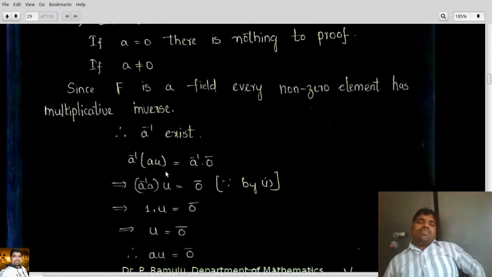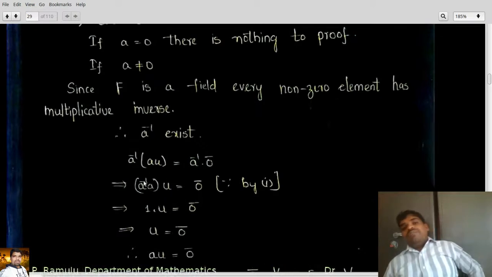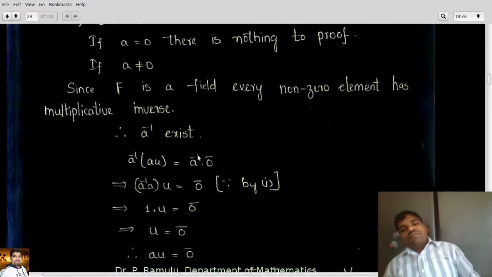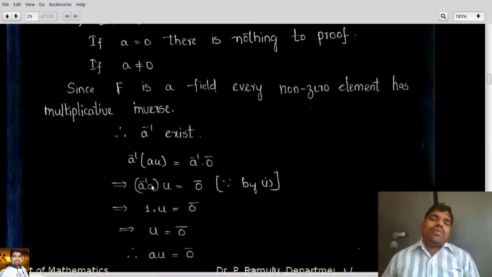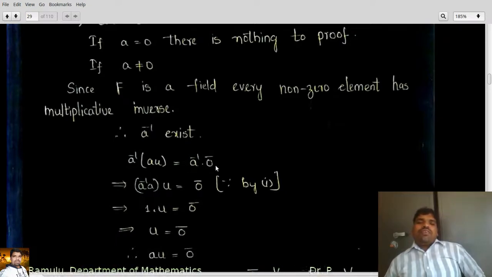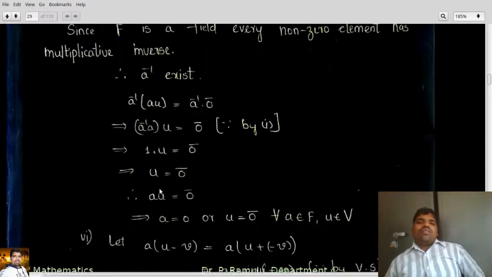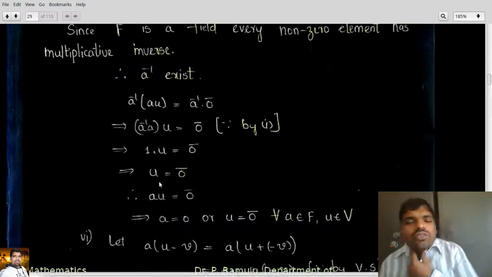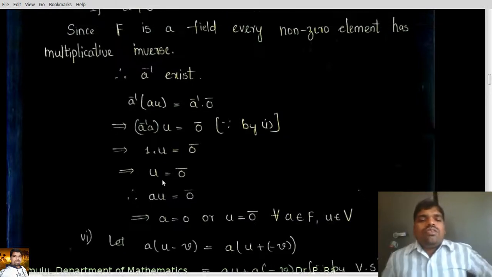So a inverse a times u equals 0 bar. Now a inverse a equals 1, because F is a field and satisfies the inverse property, so 1 dot u is equal to 0 bar. Also a inverse 0 bar equals 0 bar, by property 1, with a inverse in place of a. Therefore u is equal to 0 bar, because 1 dot u is equal to u, by definition of vector space. So therefore a u is equal to 0, as I wanted.